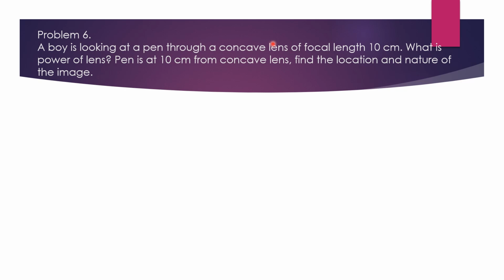Problem 6. A boy is looking at a pen through a concave lens of focal length 10 cm. What is the power of the lens? The pen is at 10 cm from the concave lens. Find the location and nature of the image.